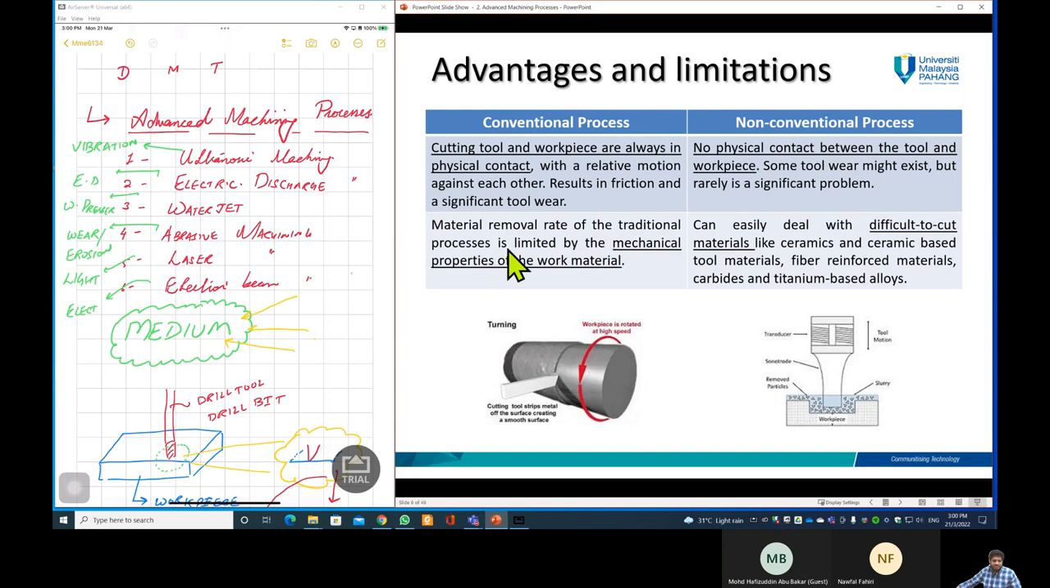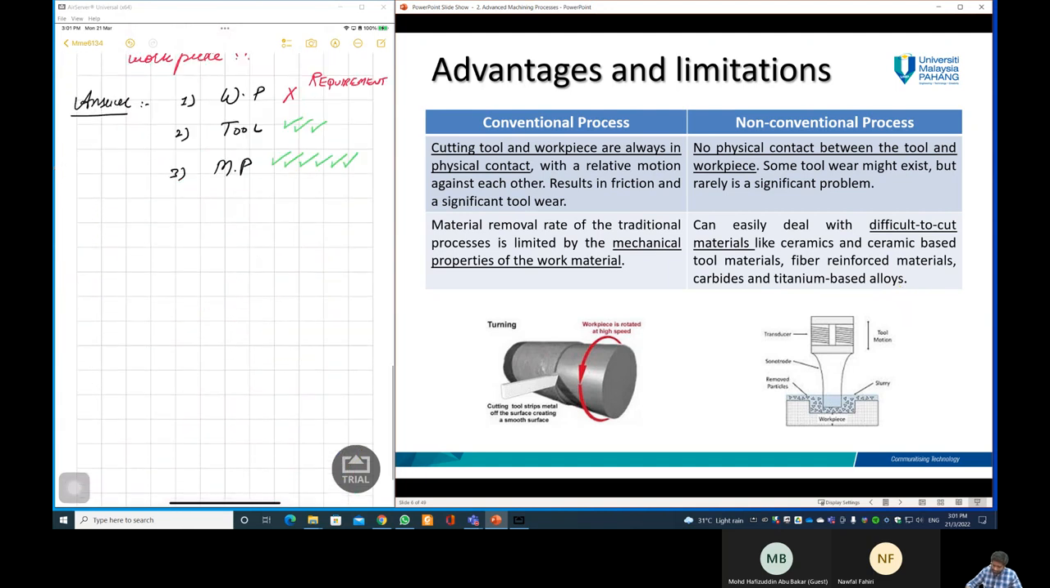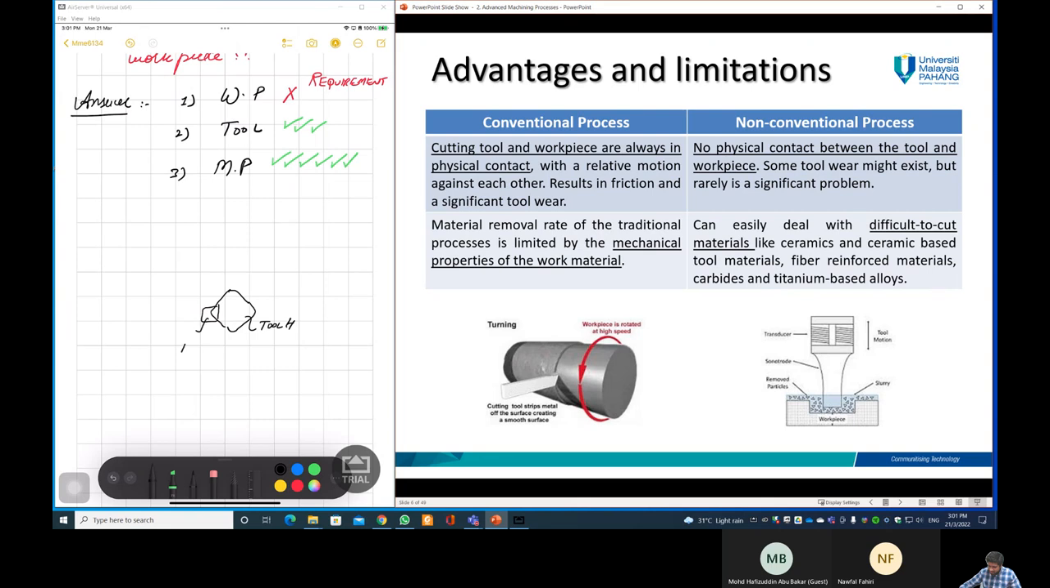Material removal rate of the traditional process is limited by the mechanical properties of the work material. And here in non-conventional process, we can easily deal with difficult to cut materials like ceramics, ceramic based tool material, fiber reinforced material, carbides, and titanium based alloys. So I want to clear one concept for you guys. Usually the tool of a turning machine is made of a tool holder, and we have got a tool insert. So this is the tool holder, and then this is the tool insert.